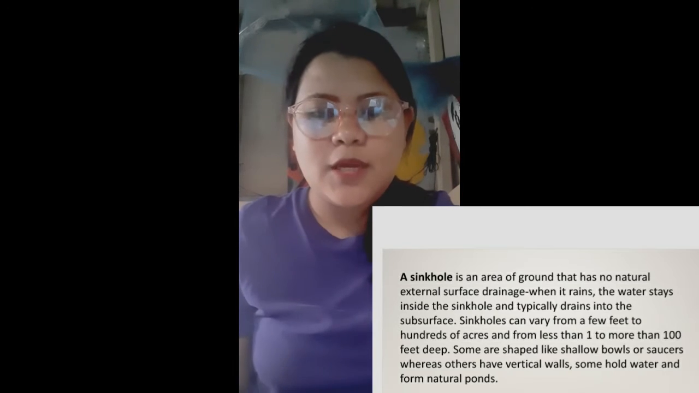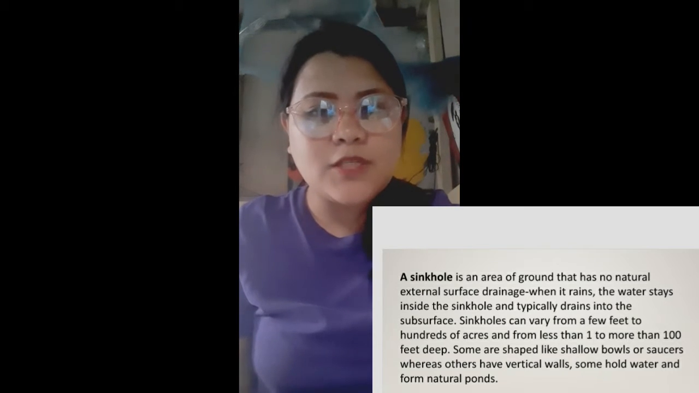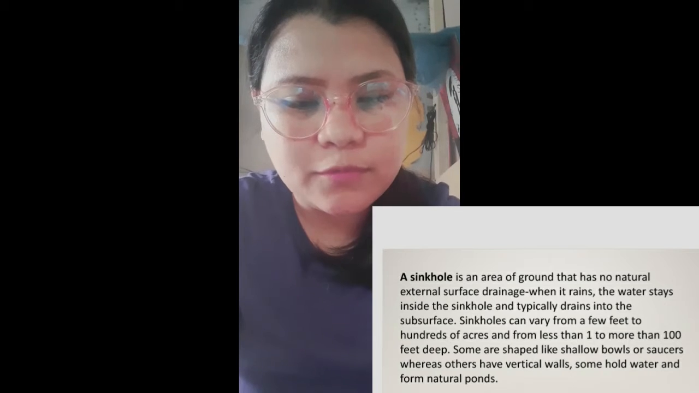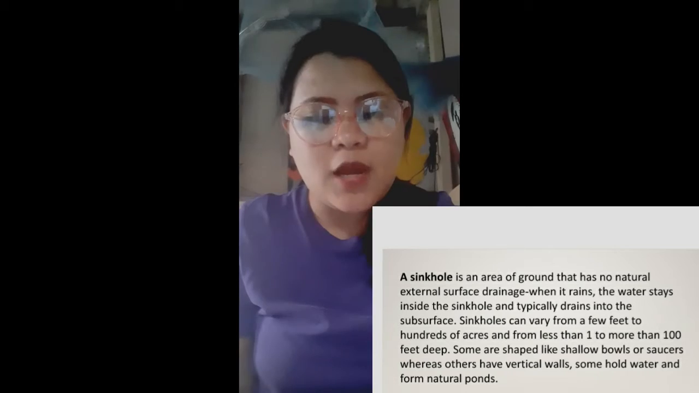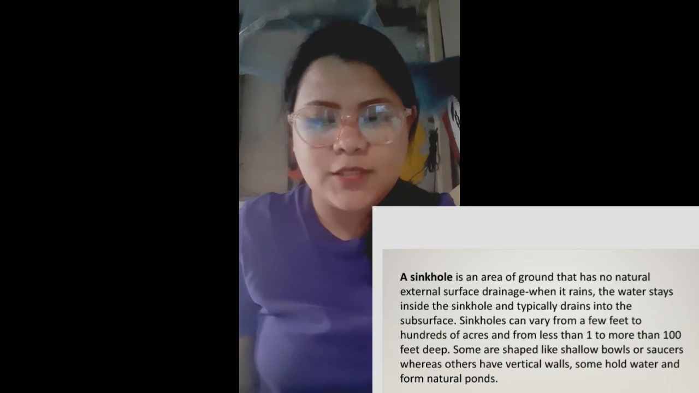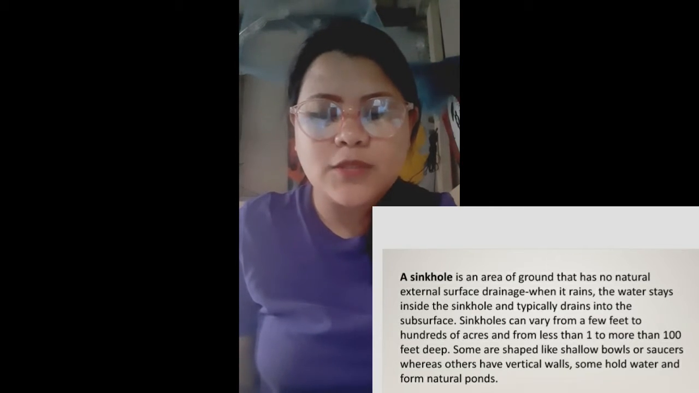A sinkhole is an area of ground that has no natural external surface drainage. So when it rains, the water stays inside the sinkhole and typically drains into the subsurface. Sinkholes can vary from a few feet to hundreds of acres, and from less than one to more than 100 feet deep. Some are shallow bowls or saucers, while others have vertical walls. Some hold water and form natural ponds. Sinkholes are common where the rock below the land surface is limestone, carbonate rock, salt beds, or rocks that can naturally be dissolved by groundwater circulating through them. As the rock dissolves, spaces and caverns develop underground.